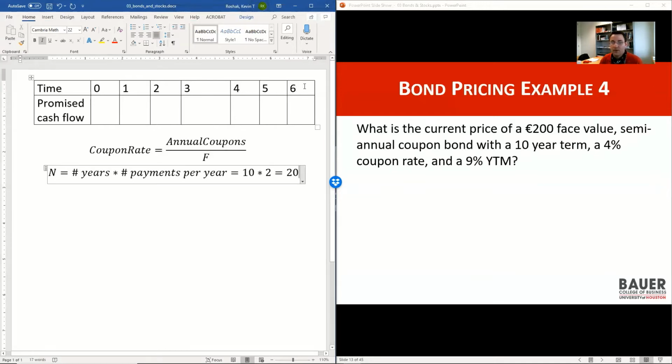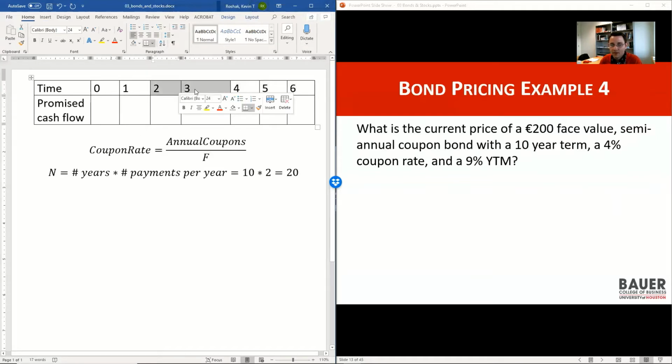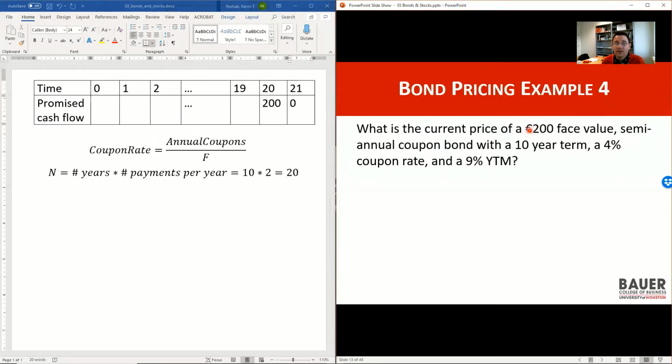Okay, so we have to modify our table here. I'm just going to add some ellipses here. Something happens between times 2, and then we're going to go periods 19, 20, 21. What are we getting at time 20? Well, that's the maturity date, so we're getting the face amount, 200. That's F. And then after that, nothing. Time 21, nothing happens because the bond is matured. So that's the easy part.